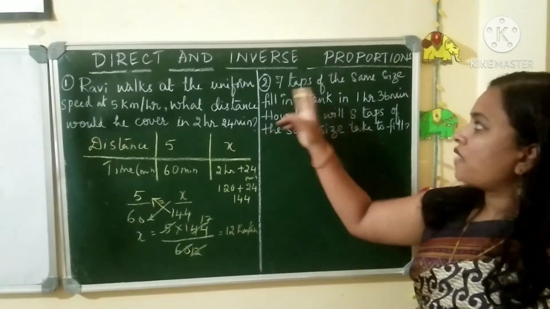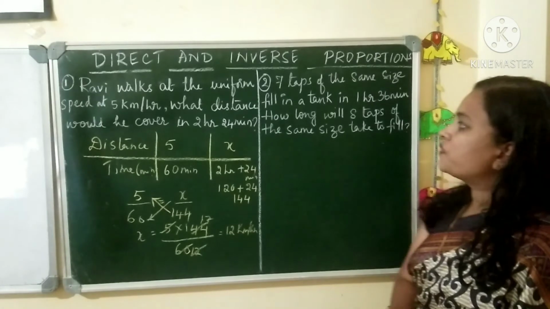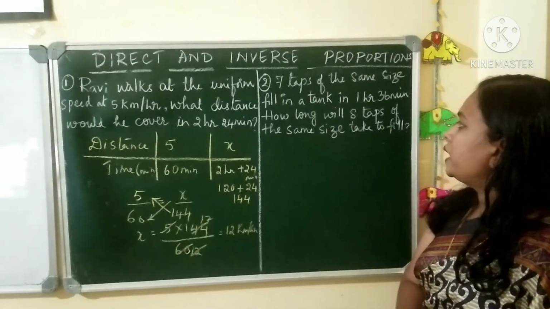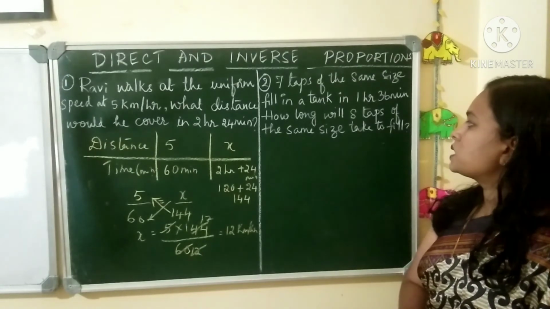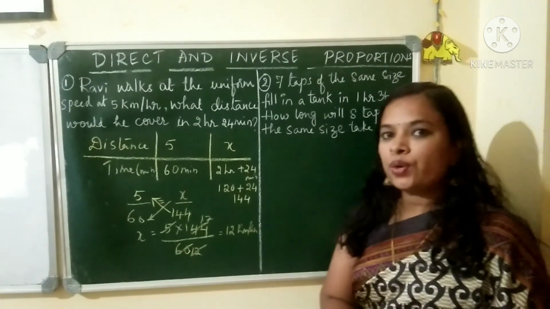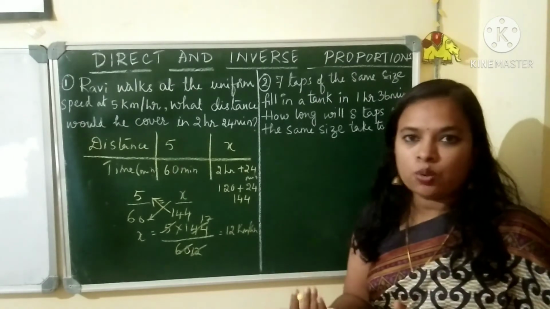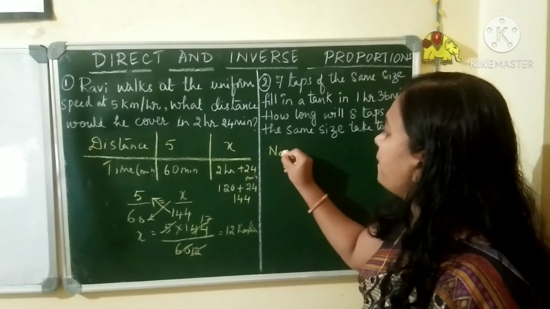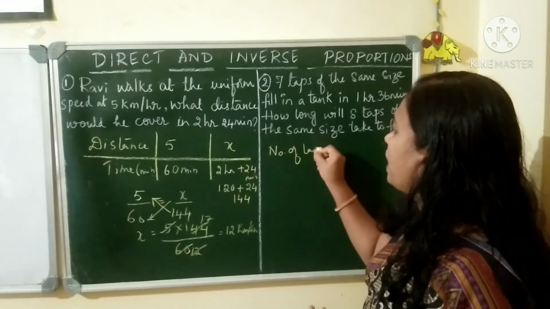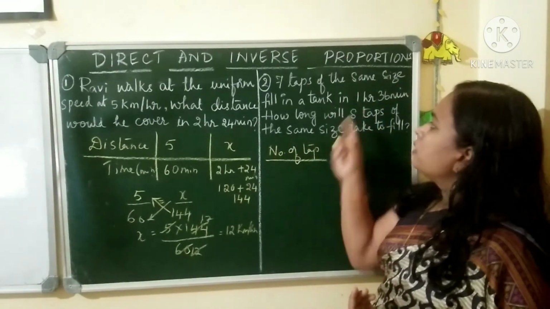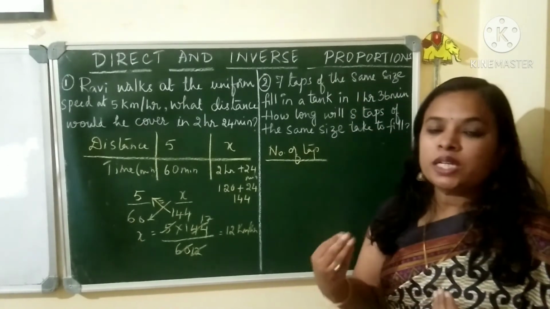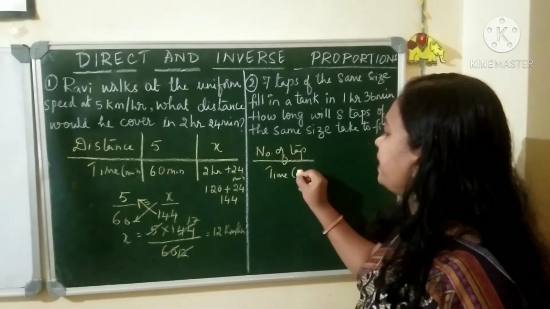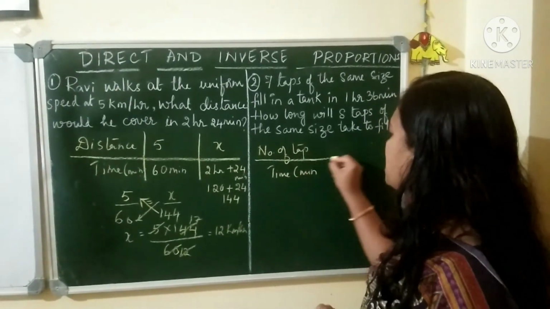So now children, here 7 taps of the same size fill in a tank in 1 hour 36 minutes. How long will 8 taps of the same size take to fill? So in this case, what you have to do is consider the two quantities. Which are the two quantities here? It is the tap, number of tap. Write down number of taps and 1 hour 36 minutes. It's filling in 1 hour 36 minutes. So that is the time taken. Time you write it in minutes as you have written previously the same way.